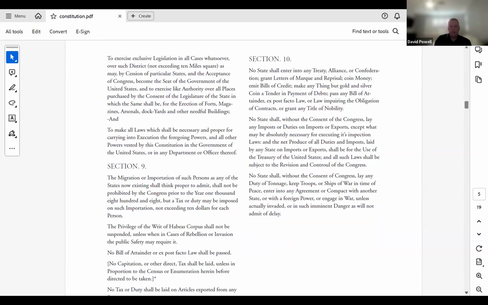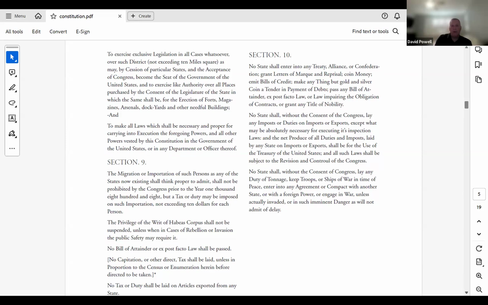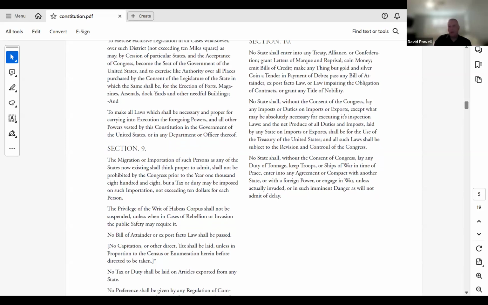So if someone is arrested, you can't arrest someone and then hide them away and not tell anybody where they are or what they're being charged with. Congress may not pass any bills of attainder. A bill of attainder is basically just considering someone guilty without the benefit of a proper trial. So they can't just say you're guilty and not provide you with a trial. They cannot pass any ex post facto laws, and an ex post facto law is an after the fact law.